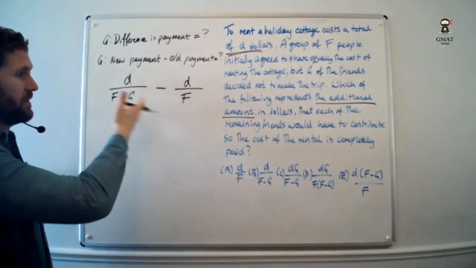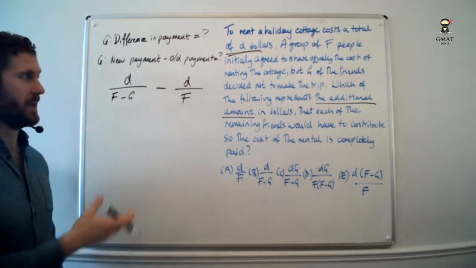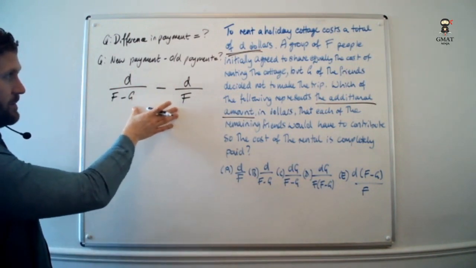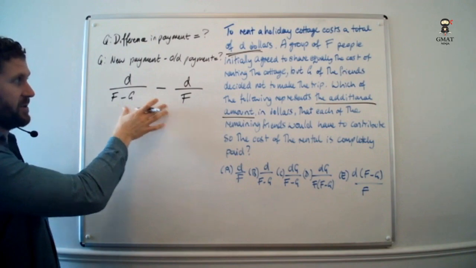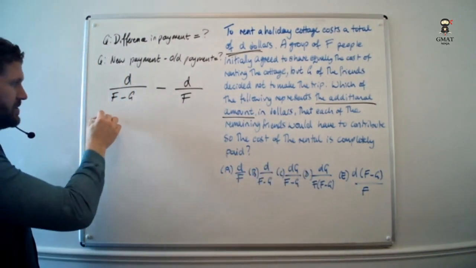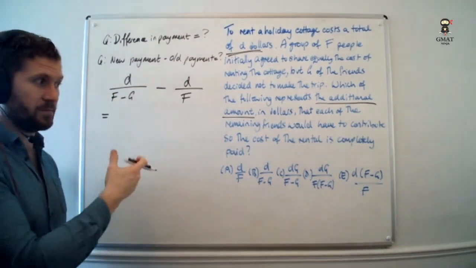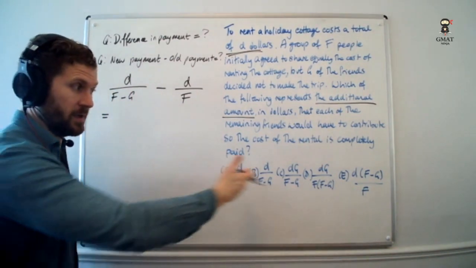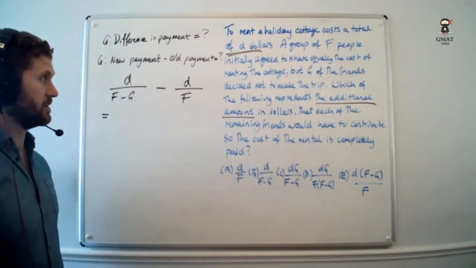But now that I've got this up here, I just need to simplify this. The expression I've got is 2 terms. The answer choices are all 1 term. So if I do the subtraction of this fraction, I should, hopefully, get one of these answer choices here.